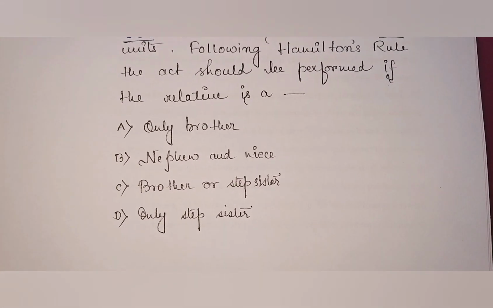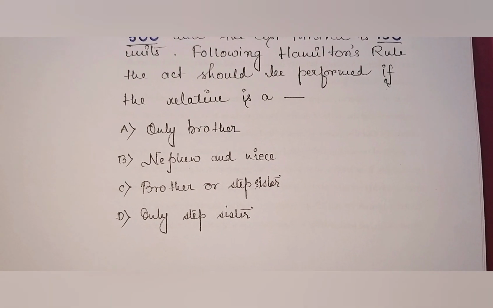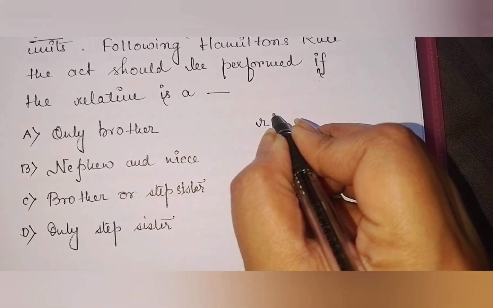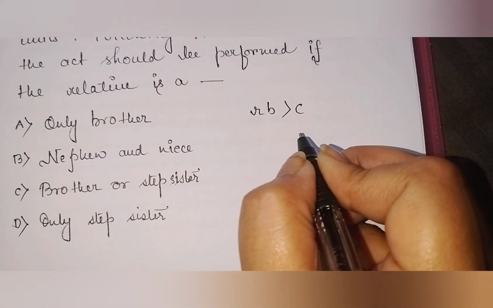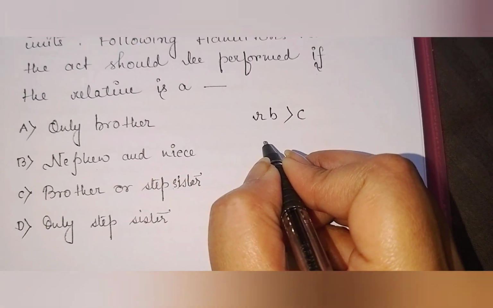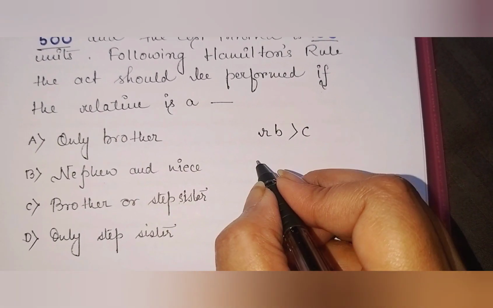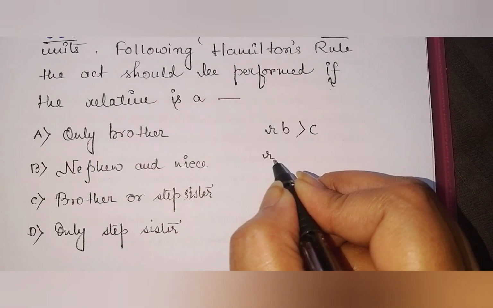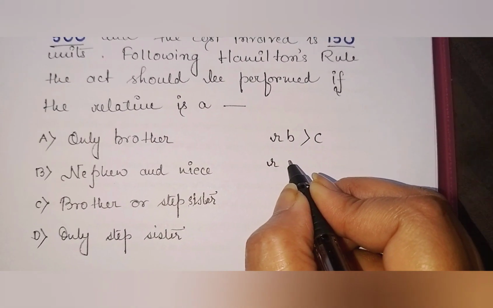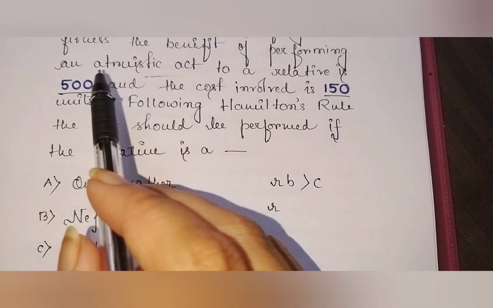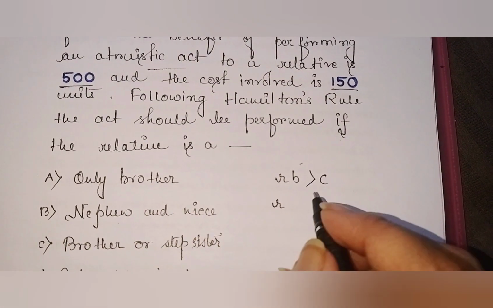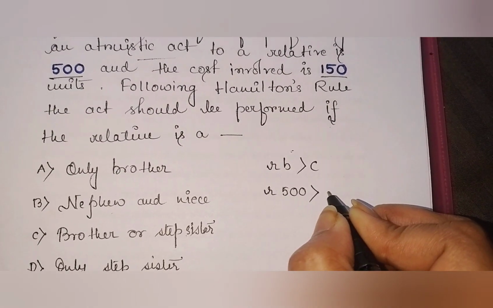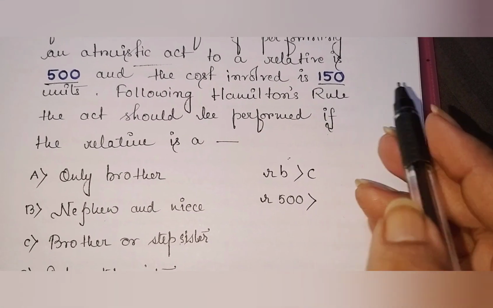Right? Now we will calculate to come to the correct option. rB > C. This is what you know. Now, according to the given question, R is something that you need to find out in order to come to the correct option. B is given. What is that? The benefit of performing an altruistic act to a relative is 500 units. Therefore, B is 500. Cost is also given, 150 units.